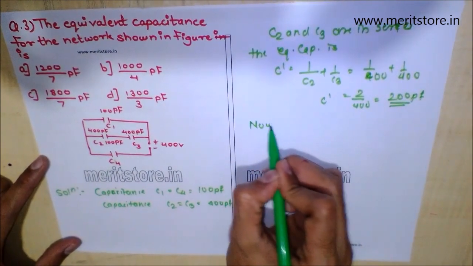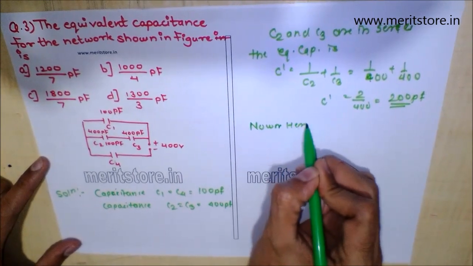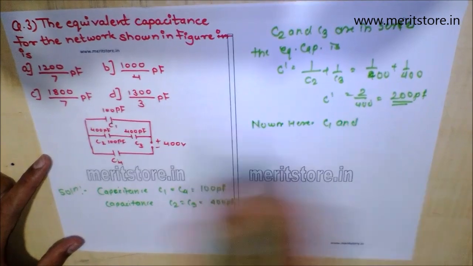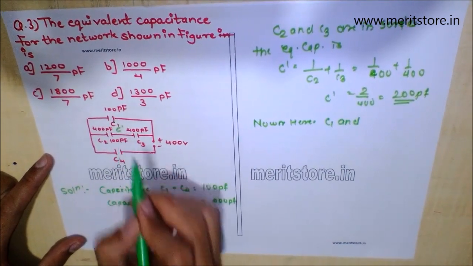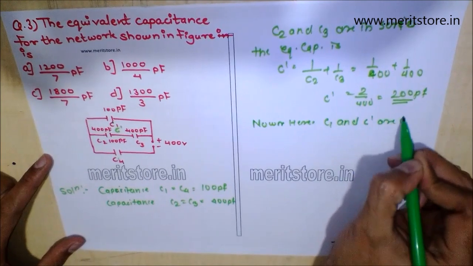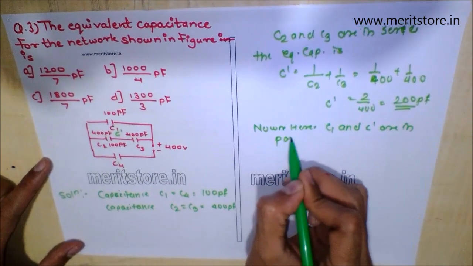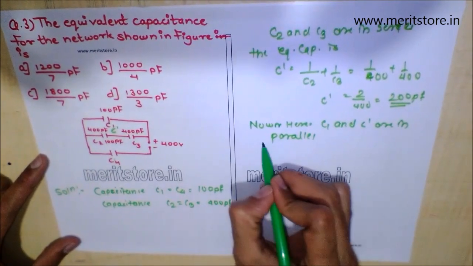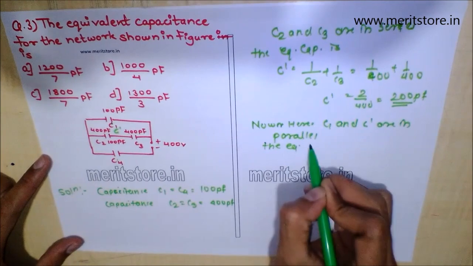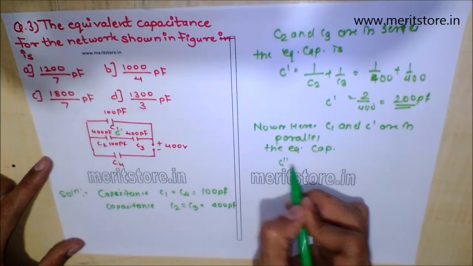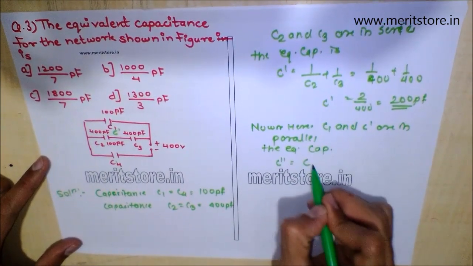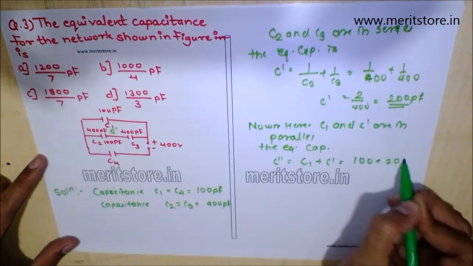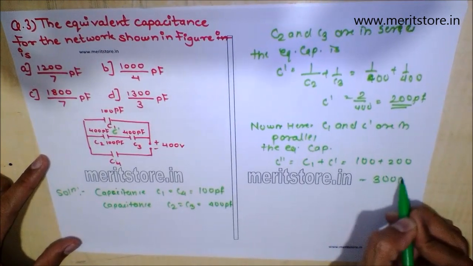Now here, C1 and this C2, C1 and this C prime, this entire thing becomes C prime now, and this C prime are in parallel connection. One is up, one is down, both are in the parallel connection. So the equivalent capacitance through them, again for this we take it as C double prime, which will be equal to C1 plus C prime. So C1 is 100 plus C prime is 200, that is around 300 picofarads.